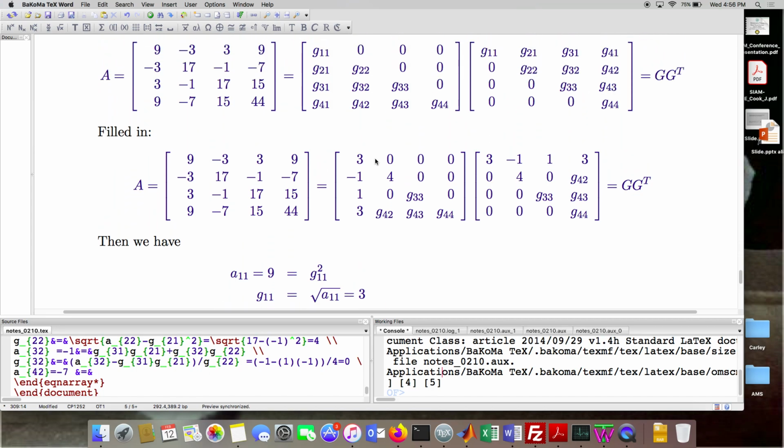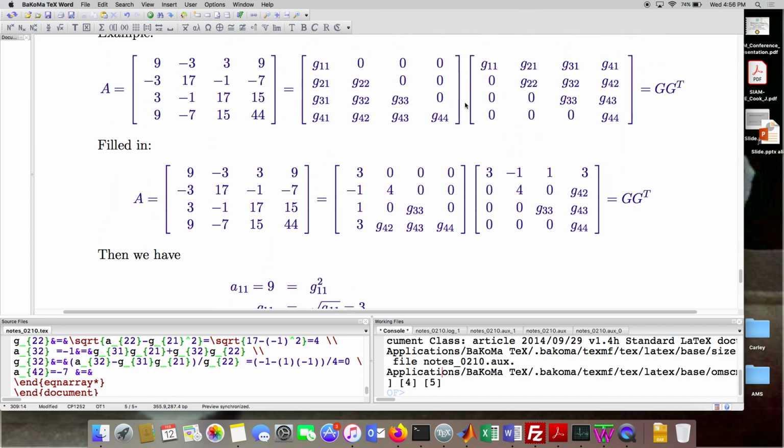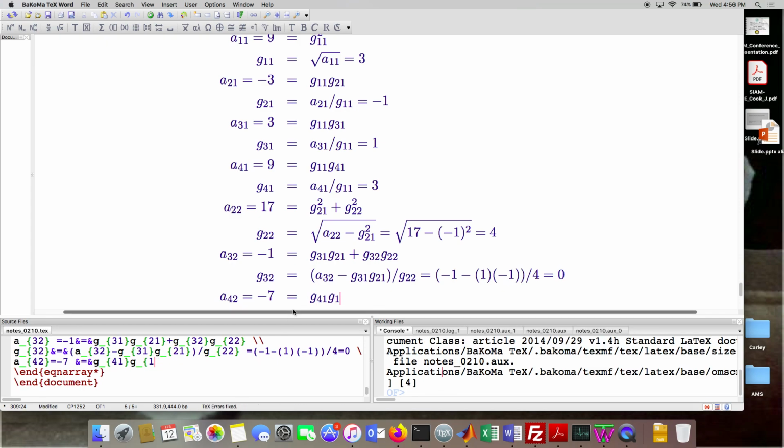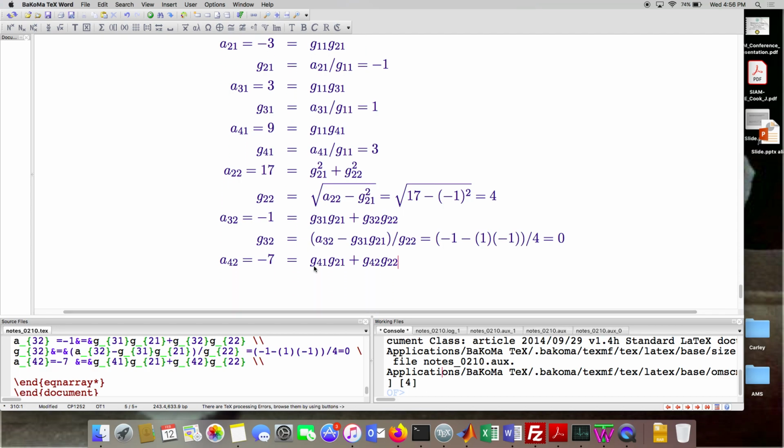So we go across the fourth row, down the fourth column. Again, just 2 non-zero terms. So we get G41 G21 plus G42 G22. So again, the row indices match the entry we're trying to get, 42. The column indices start at 1 and they count up. And you get each term up to the minimum index, which is 2 in this case.